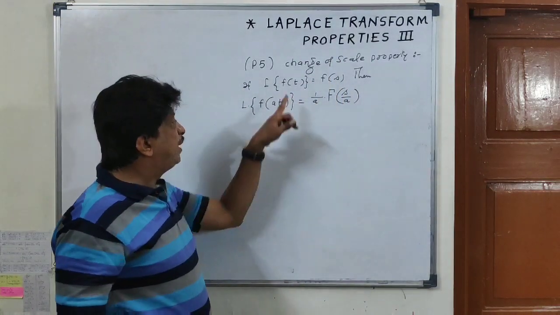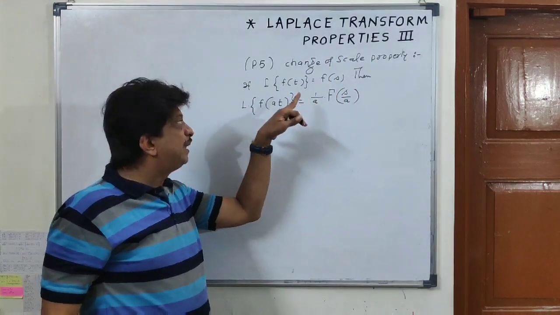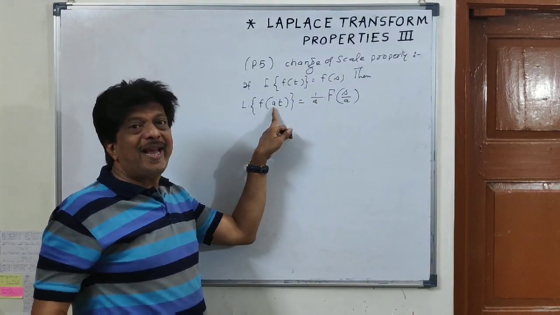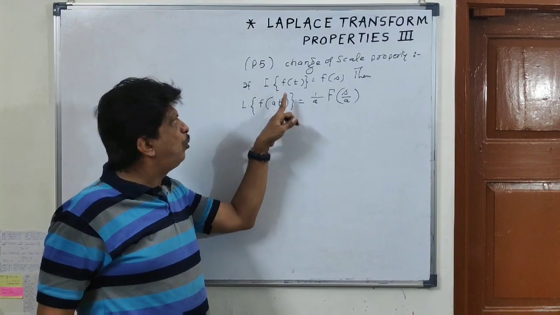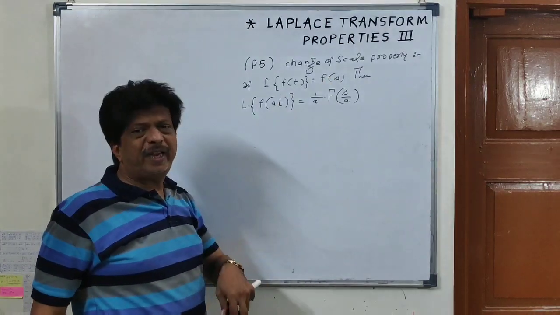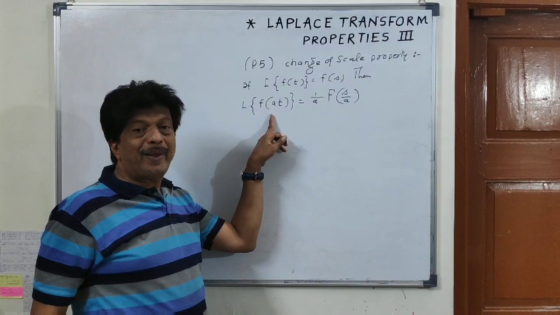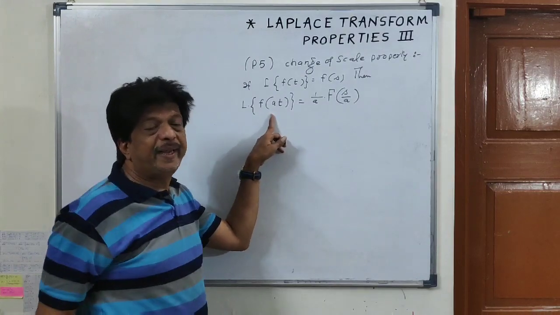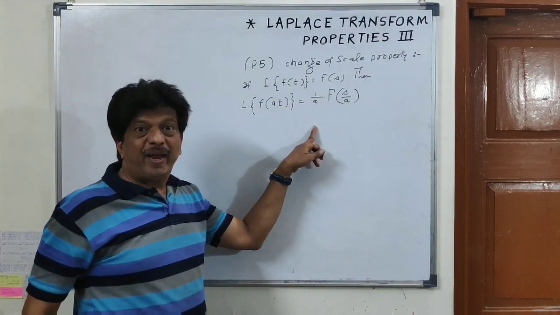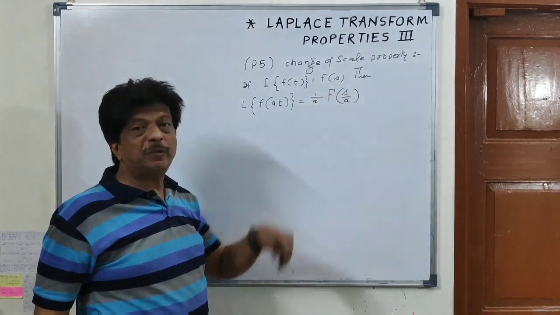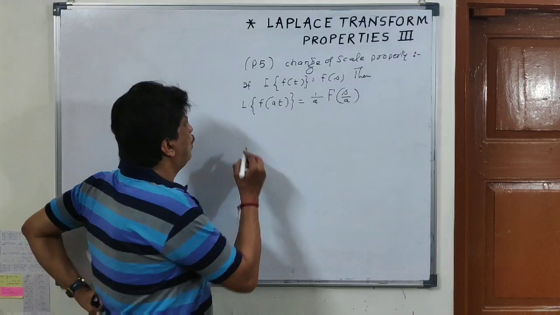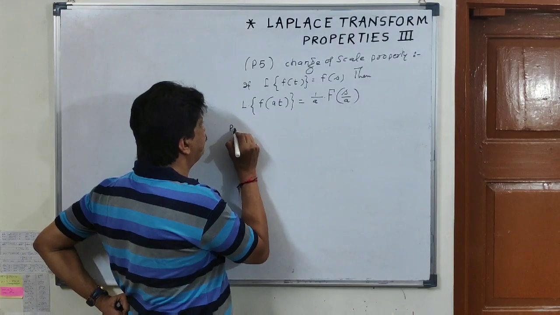If the function f of t is scaled as at, a times t, and we know the Laplace transform of f of t, then the Laplace transform of f of at can be equal to 1 by a times f of s, where s is replaced by s by a. See here now. What is Laplace transform of f of at?